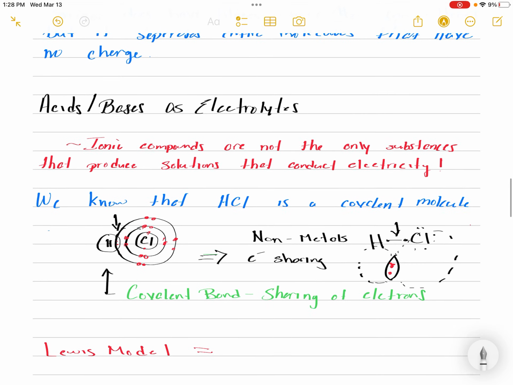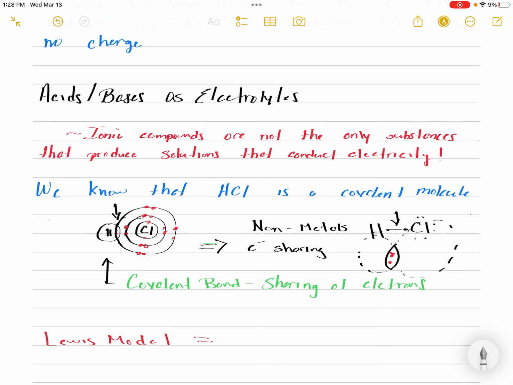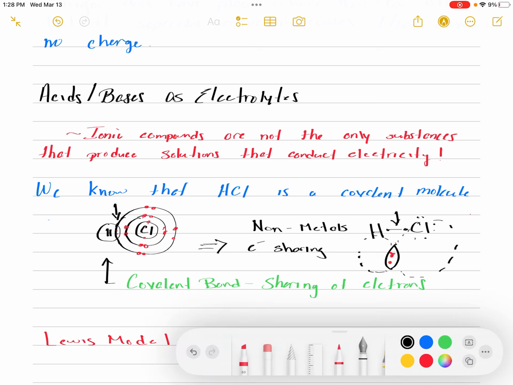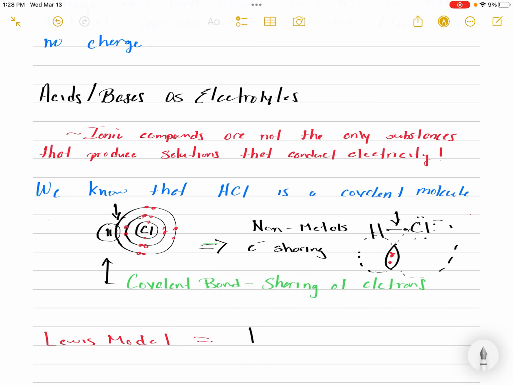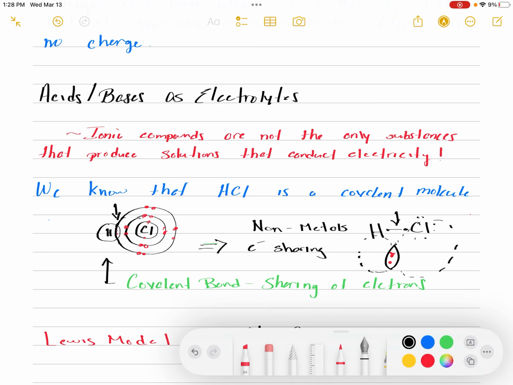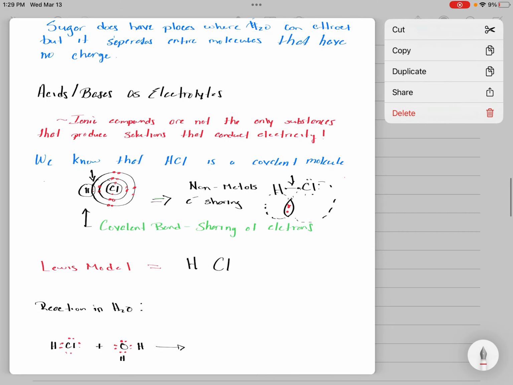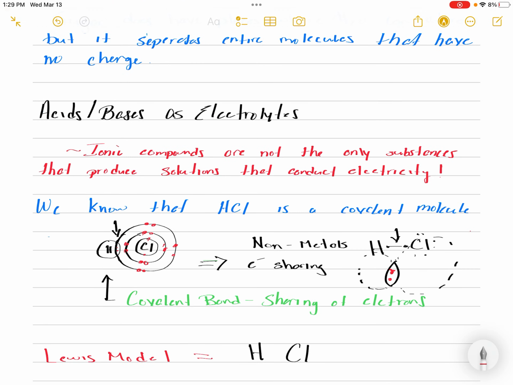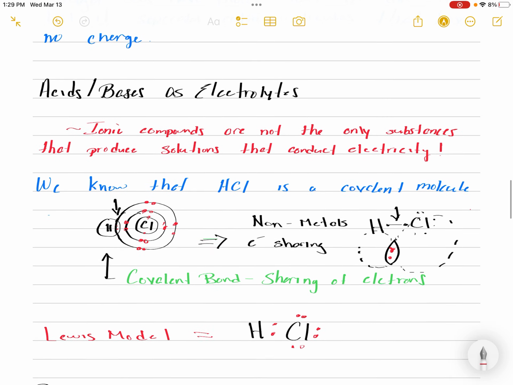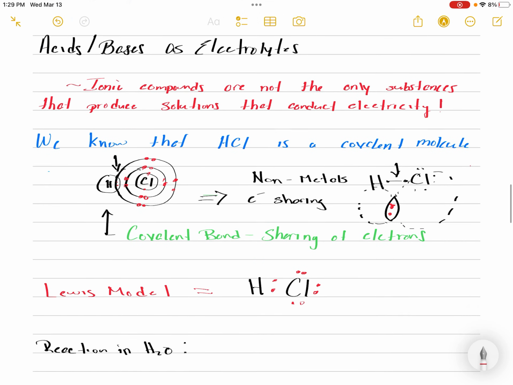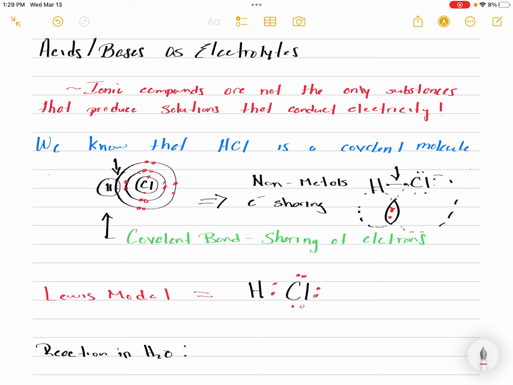So let's take a look at what's happening. If we were to draw the Lewis model, which I already did, I'm going to do it a little bit neater. It's going to look like hydrogen and then chlorine. The electrons here are going to be shared. This is the covalent bond that I'm talking about. And then chlorine is going to have all of its valence electrons. So here's the Lewis model in another version. Now, what happens when you have something reacting with H2O?